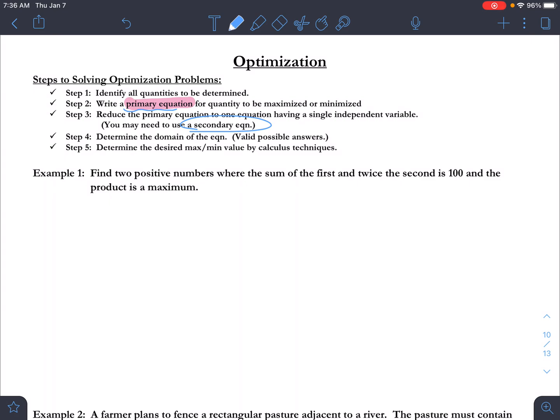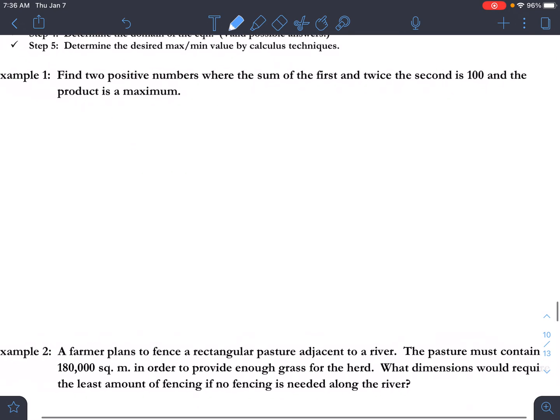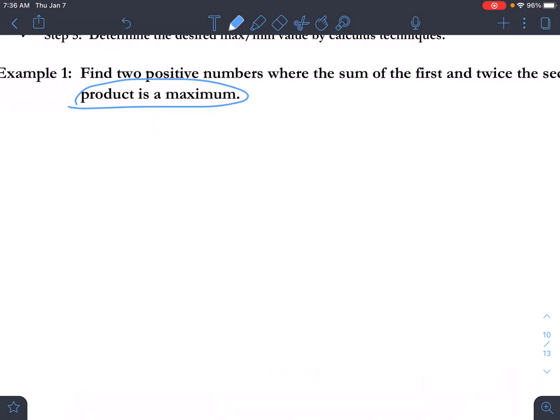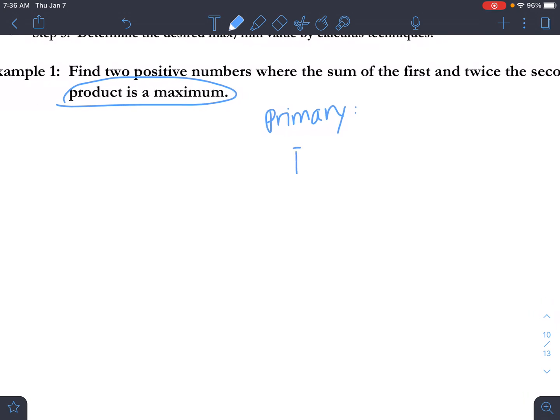So let's try it out. Find two positive numbers where the sum of the first and twice the second is 100, and the product of the two numbers is a maximum. So wherever you see that word maximum, or minimum, or whatever you're trying to maximize or minimize, that's going to be your primary equation. So your primary equation is, in this case, the product of two numbers. So I'm going to say P for product is x times y. So we'll use x and y as the two numbers.